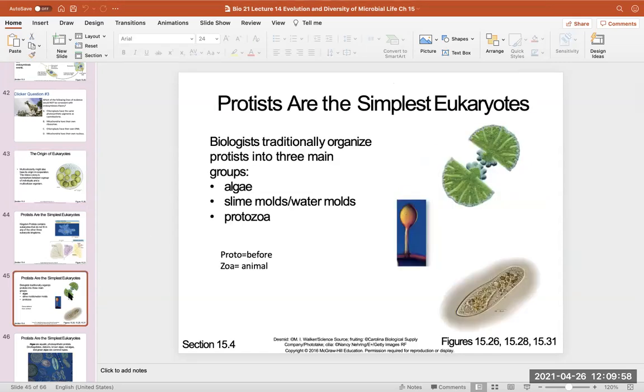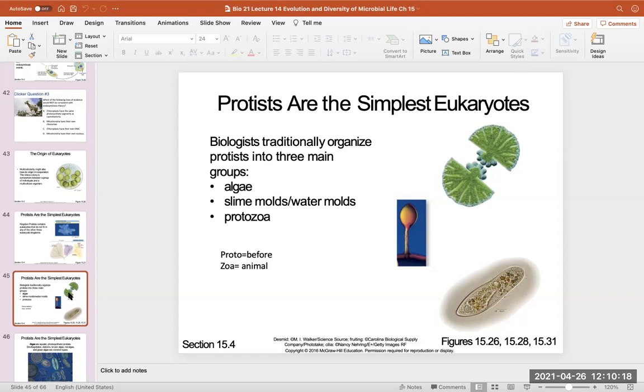Okay, so I'm going to summarize this. For Protista, we have algae, that's photosynthetic. Therefore, they're autotrophs and phototrophs. Slime molds and water molds, they look like fungus, but they're not fungus. Protozoa, they behave like animals, but they're not animals.